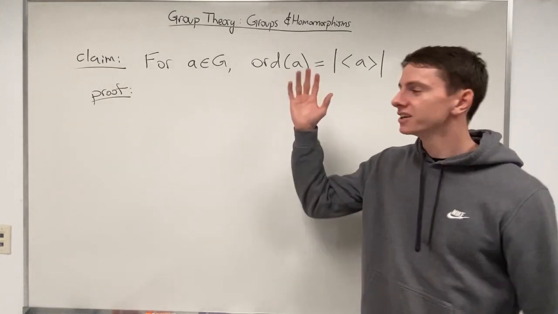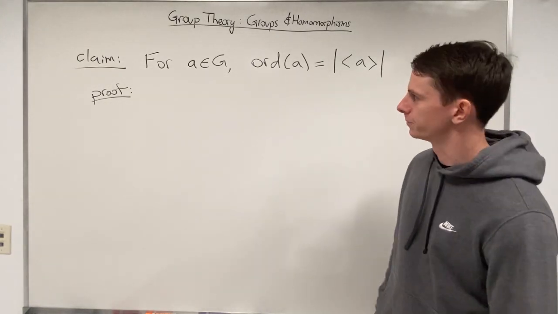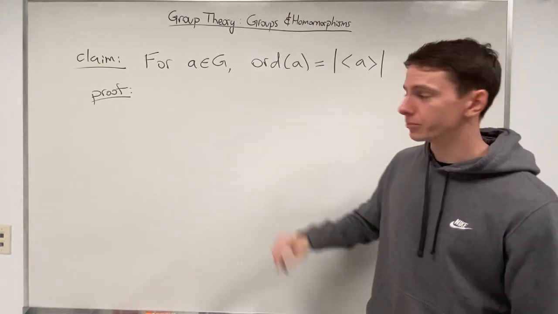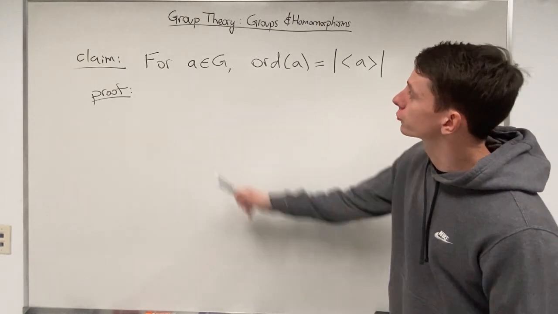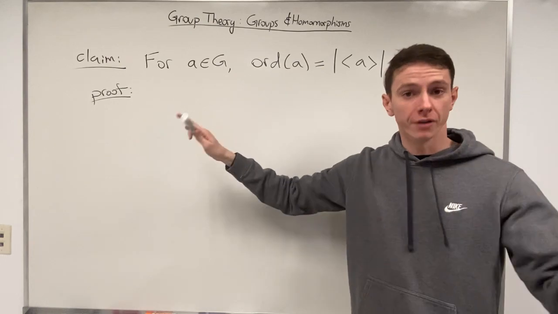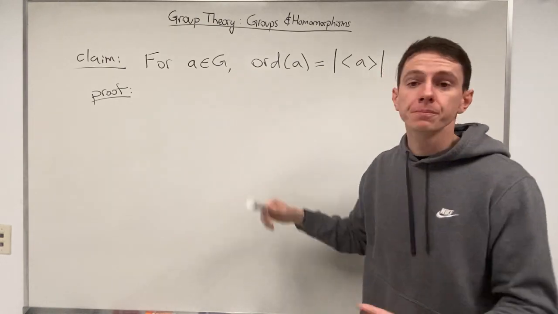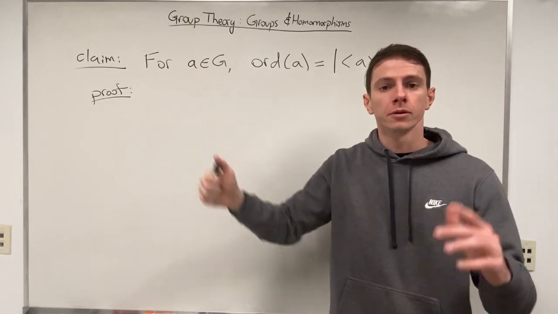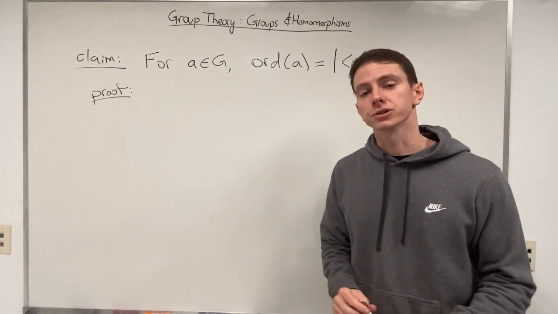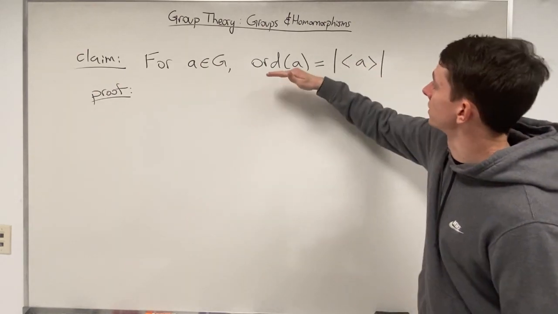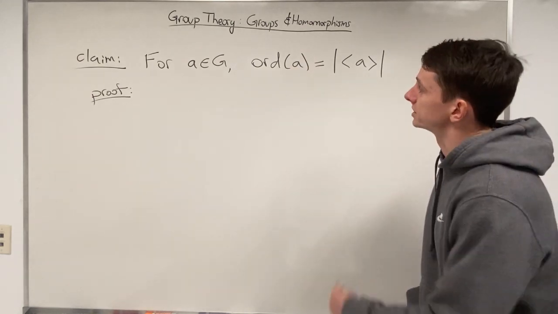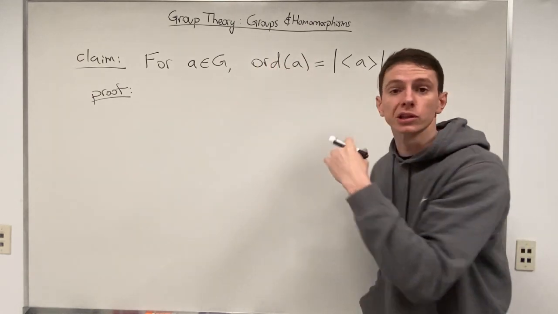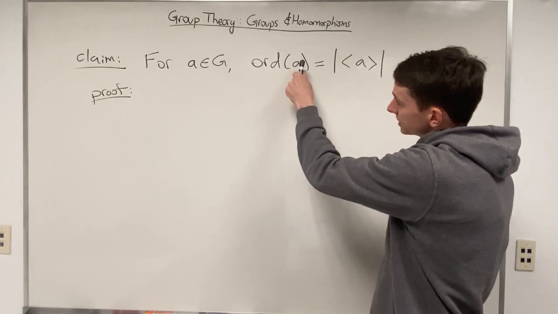Okay, so we have this interesting claim right here. Let's go through it and then understand what it means. So it says for an element of any group, so some a in G, there are a couple things that we can say about this element based off of what we've been talking about so far. The first is kind of the left-hand side of this equation, which is to say that we can look at the order of this element.